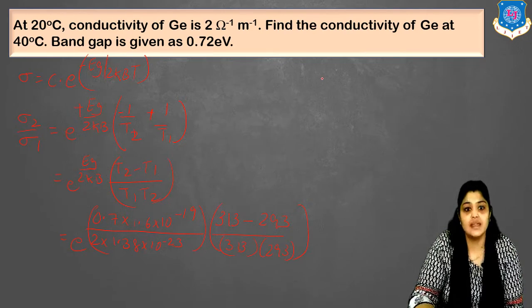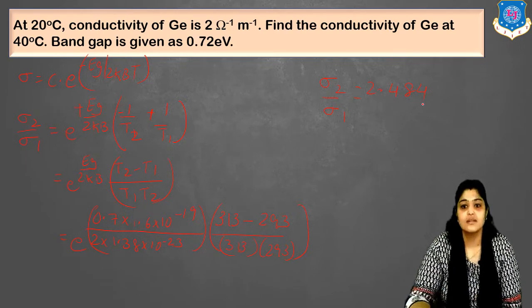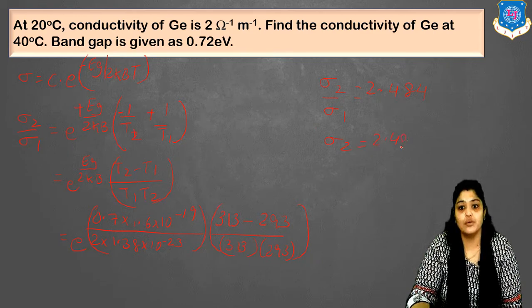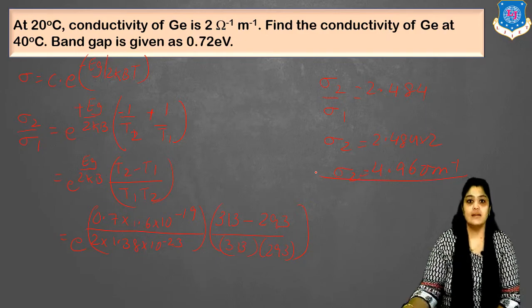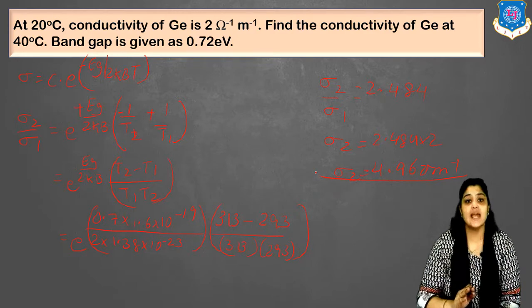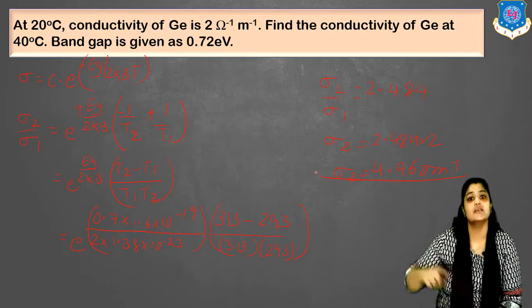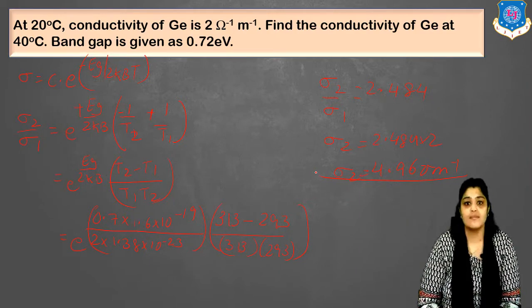So you will get the value of sigma 2 by sigma 1 as 2.484. Clear? So we have to find sigma 2. That is 2.484 into 2. So sigma 2 is 4.96 mho meter inverse. Clear? Because the question did not contain the intrinsic carrier concentration, and instead of it two different conductivities were given at two temperatures, we use this equation.